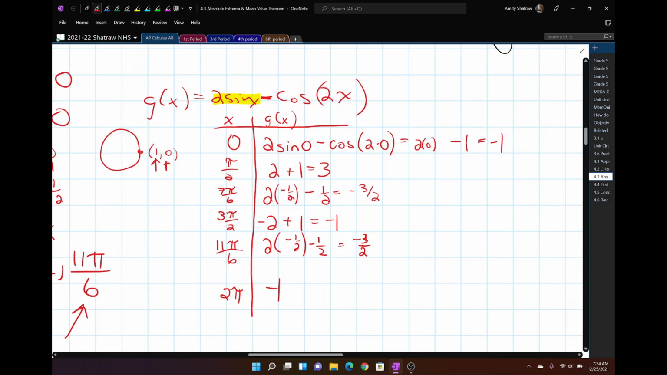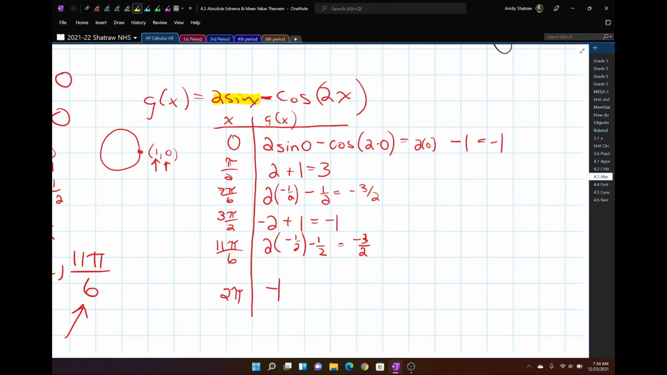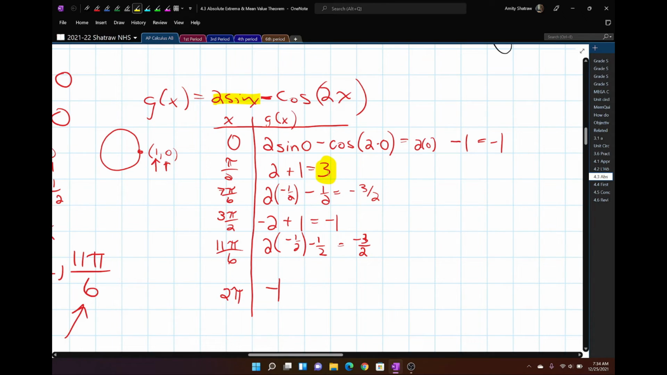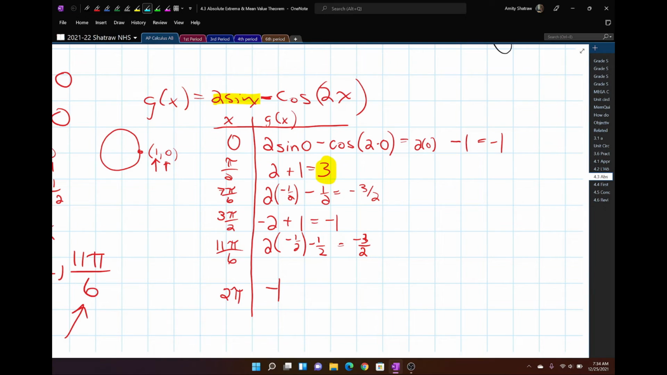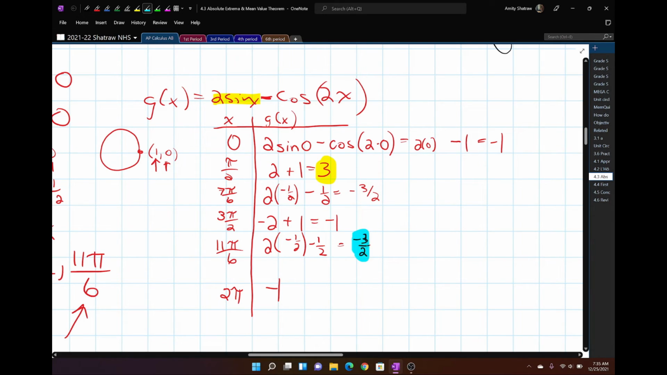Boom. So I'm taking a look at all these values, and I'm seeing like the highest high I have is that 3, and the lowest low that I have is that negative 3/2. And so my answer is going to be there as a max at x equals pi over 2, and the specific point then would be pi over 2 comma 3.